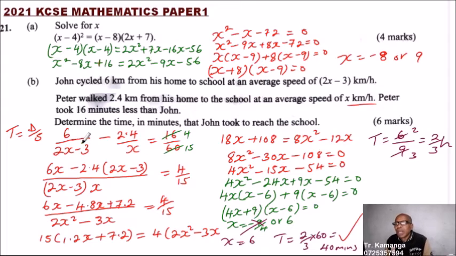That brings us to the end of that question. So you look at this here, the knowledge that you are being tested on is whether you know how to solve quadratic equations or application of quadratic equations. Remember, we have four methods of solving a quadratic equation. The easiest one is the factorization method. The second one is completing the square method. The third one is using the quadratic formula. The fourth one is using the graph.